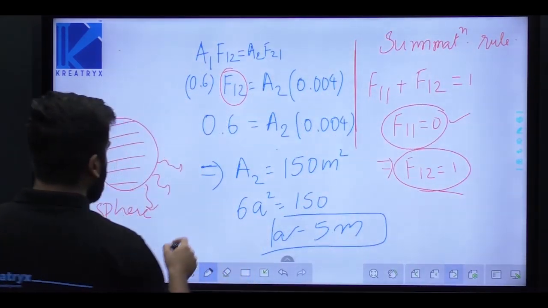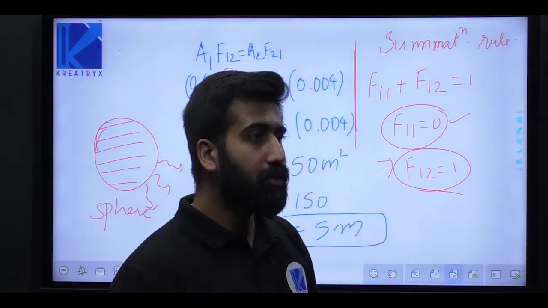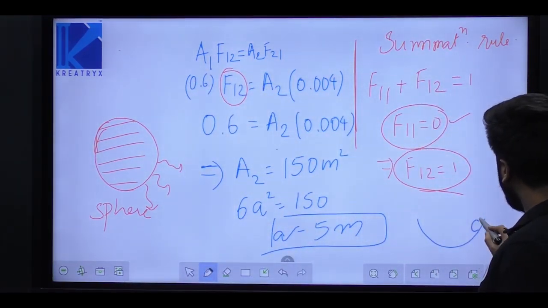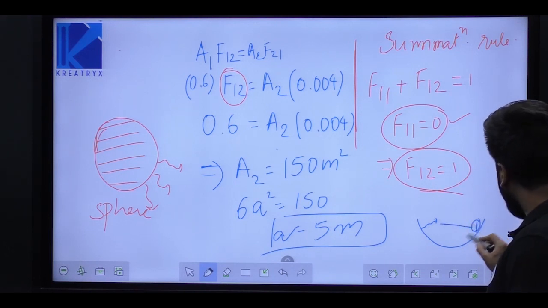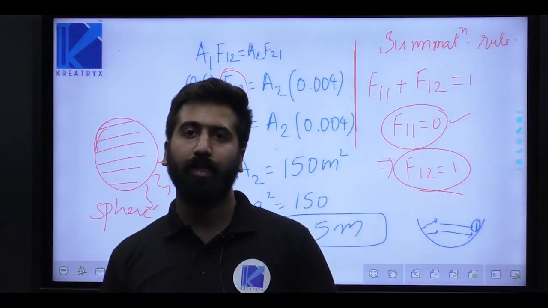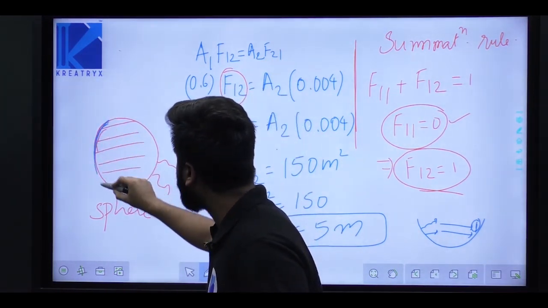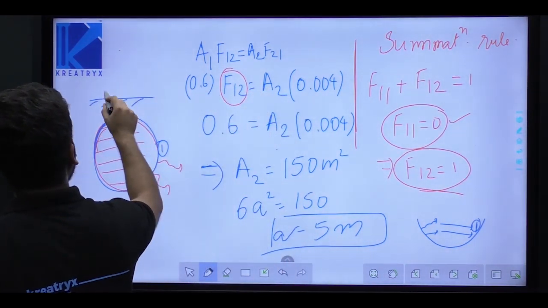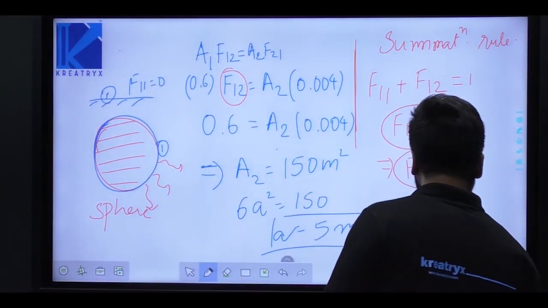So for a sphere, that is for a convex surface, F11 will be 0. For a plane surface also, F11 will be 0, but not for a concave surface. See, this is the concave surface. Let it be body 1. Okay. So the radiation leaving from this surface can fall onto this surface. See, this goes here. So for a concave surface, F11 will not be equal to 0, but for a convex surface like a sphere, F11 will be 0, and for a plane surface also, F11 will be 0. Okay. Let's move on to the next question.